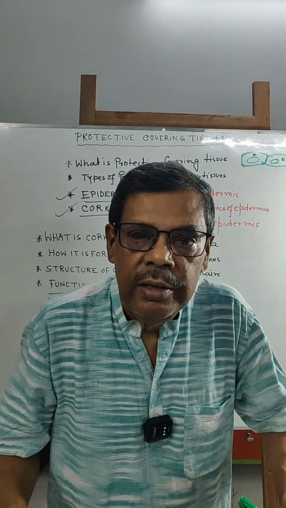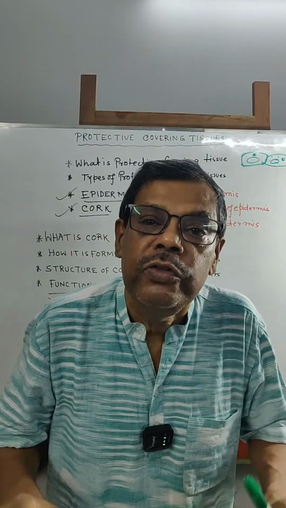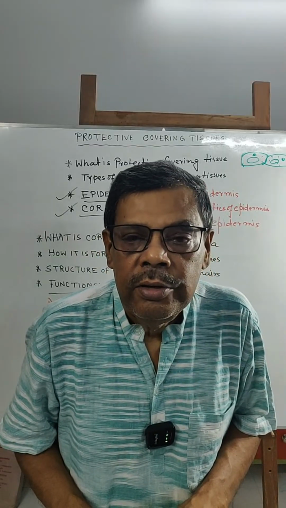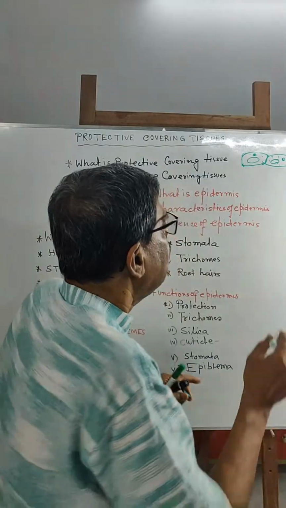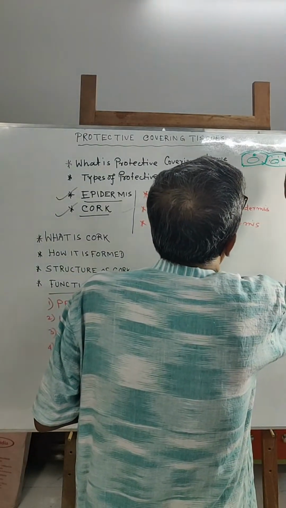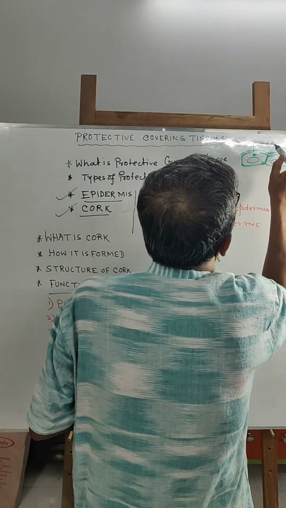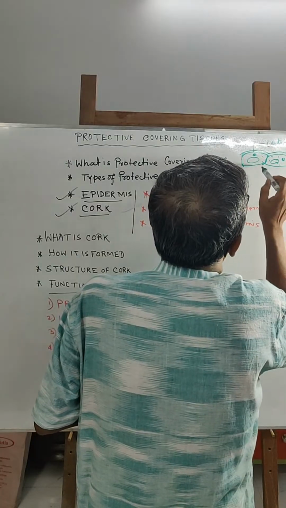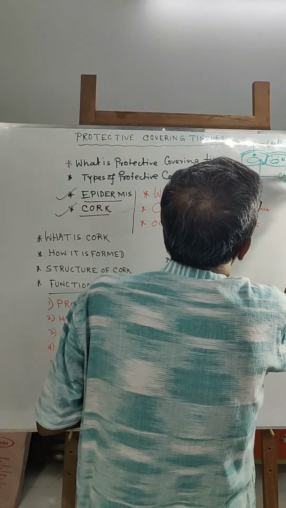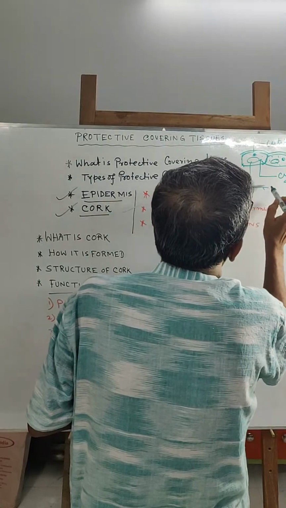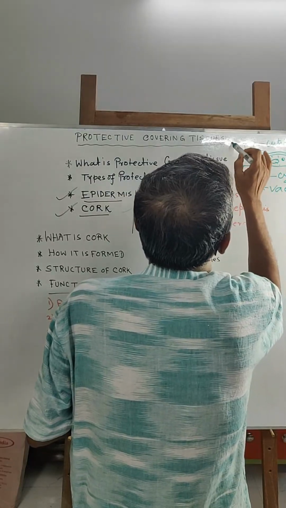Outside the epidermis, there is a waxy layer made of cutin, and this forms the layer on the outer side of the epidermal cell, the cuticle. This is the cuticle, C-U-T-I-C-L-E. This is the cytoplasm. This is the vacuole. This is the nucleus.